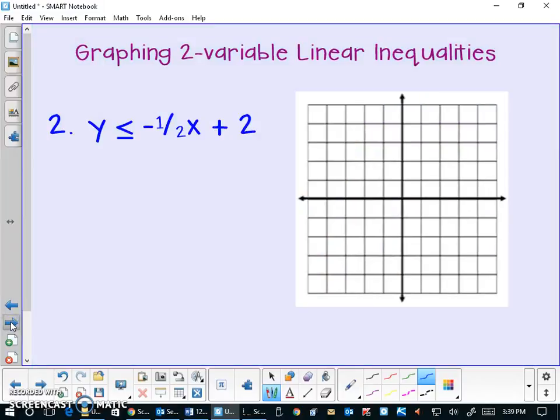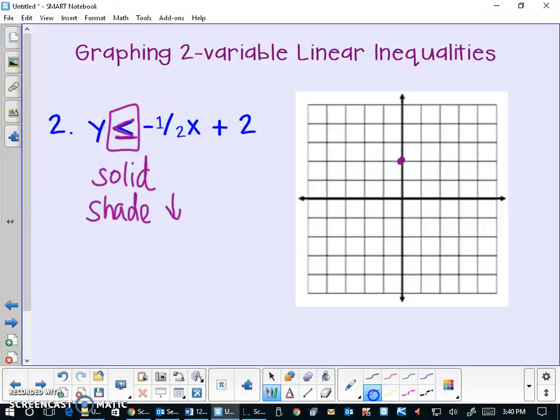y is less than or equal to -1/2 x plus 2. So the two things that we think of from the less than or equal to sign: this is a solid line because it has the equal to part, and it's less than or equal to, which means we're going to shade down. Okay, so let's graph this.